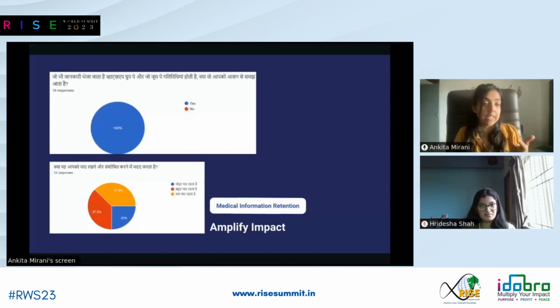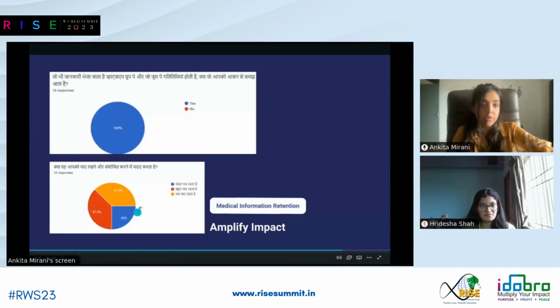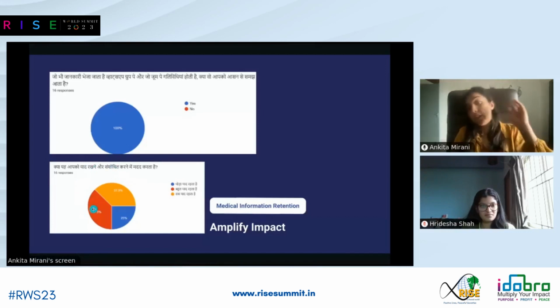We also asked things like, how does it help you? How much are you even able to retain? Are you able to retain a little information? Are you able to retain everything that we're sharing? Or are you able to retain a lot of what we are sharing? And the fourth option was none. We are not able to retain any information.